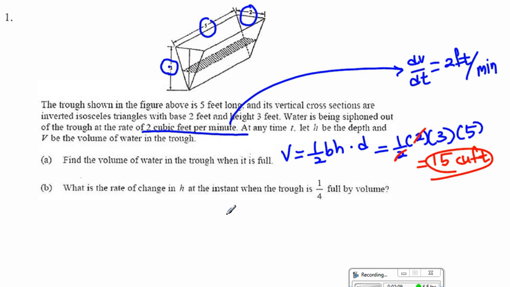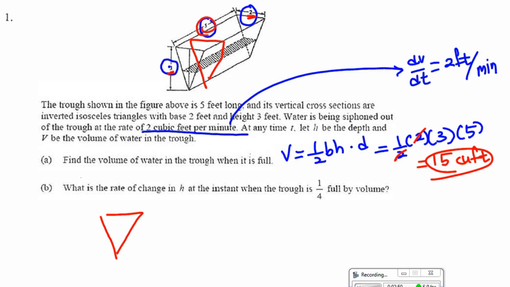Now, since the unit is cubic feet, we're going to get cubic feet. Now, what is the rate of change of h at the instant when the container is 1/4 full by volume? Let us look into this for a second. In this case, one thing we get to realize is this depth, no matter what, will always be 5. The only things that will change are the base and the height. For example, if you cut across this dimension right here, then you will realize that we are looking at an isosceles triangle.